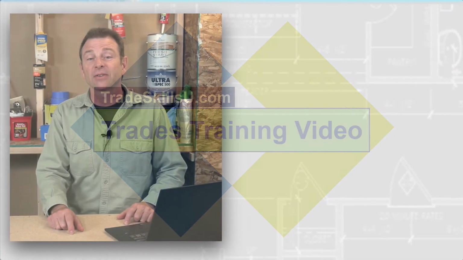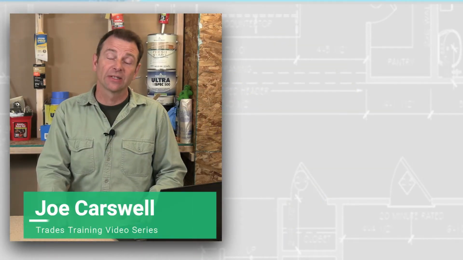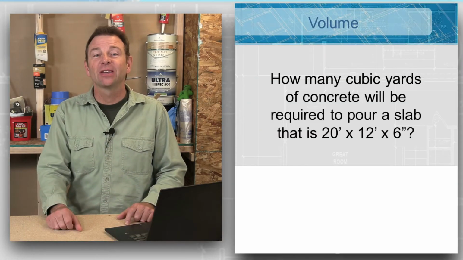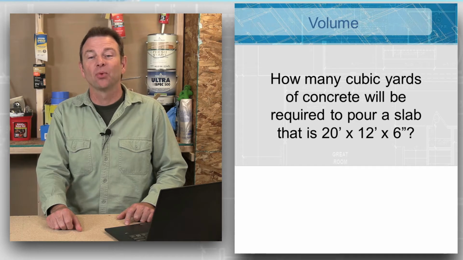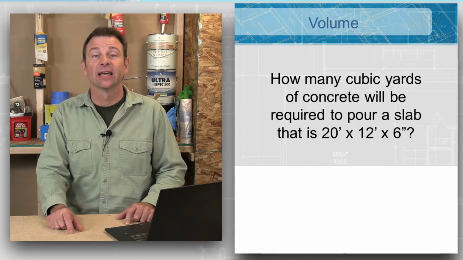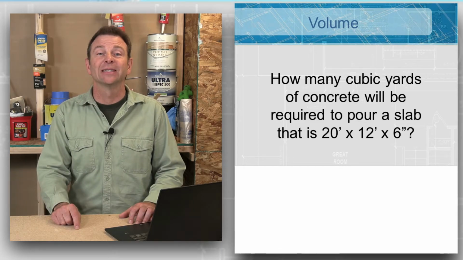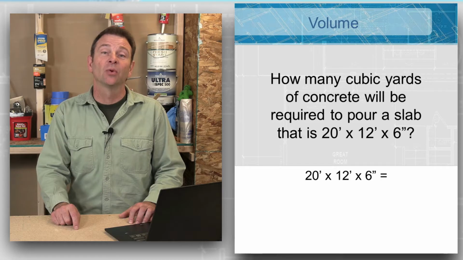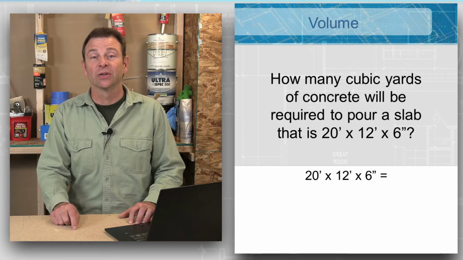Here's another volume calculation. I'll read the question, then we'll set it up and solve it. How many cubic yards of concrete will be required to pour a slab that is 20 feet by 12 feet by 6 inches thick or 6 inches high? We need to convert all of our measurements to inches. So our 20 feet would turn into inches and our 12 feet would turn into inches.